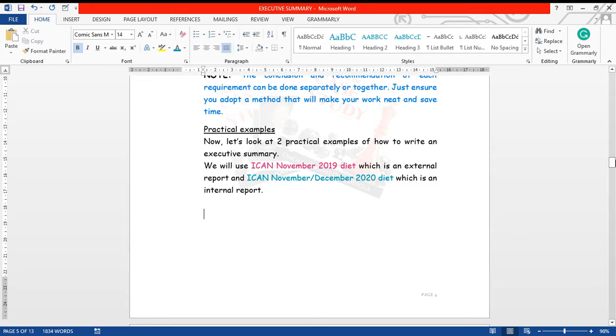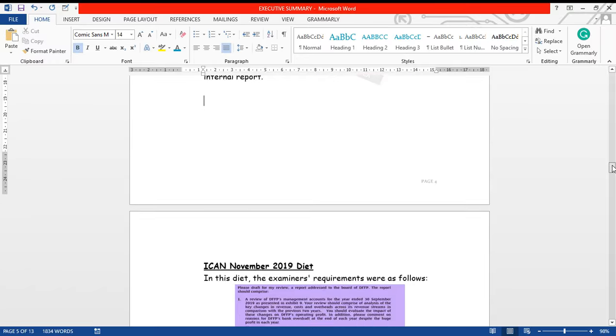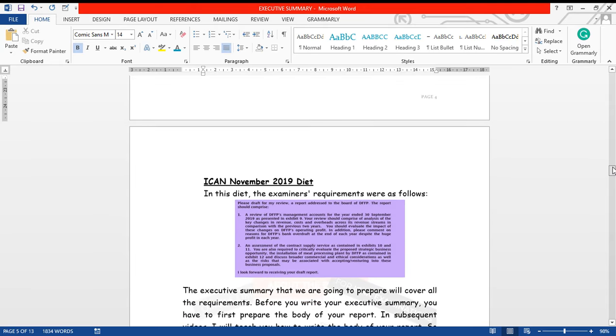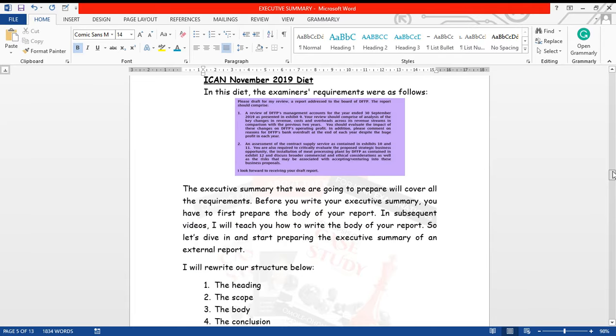Please, if you don't properly understand what an external report is, how an internal report is different, and what they entail, ensure you watch that video on internal and external reports. It's going to help you a lot, because now we're going to practical examples and I'm going to be using some terminologies, and if you don't understand those terminologies properly, you may not really flow. So now let's go.